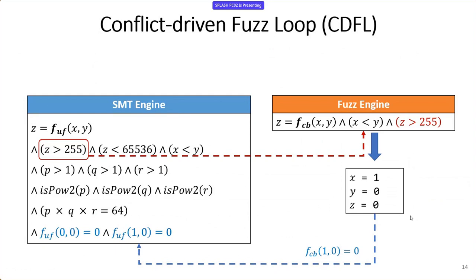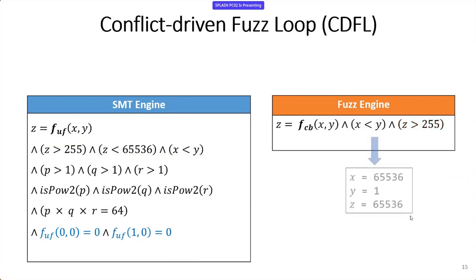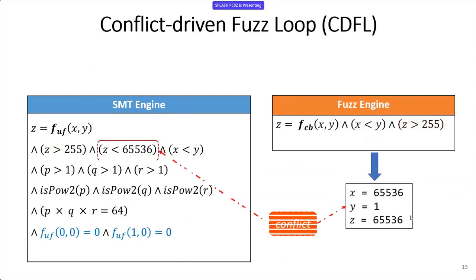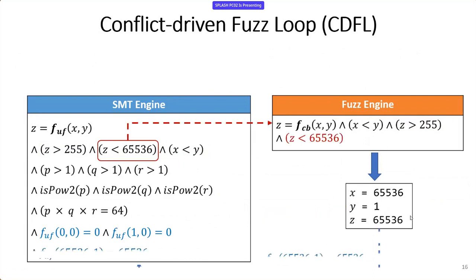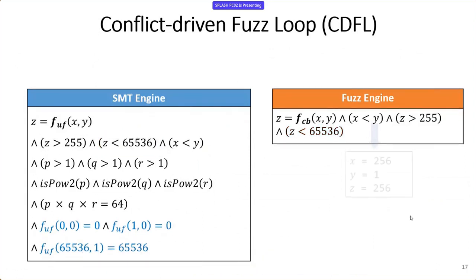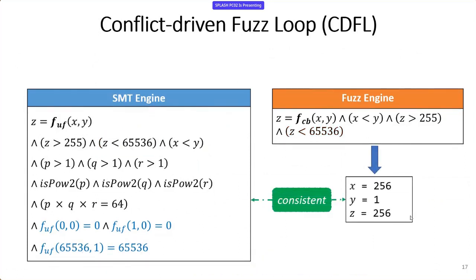The SMT engine propagates the conflict and learns some new facts. And in this iteration, it gets a new model, which also conflicts with some other clauses in the SMT, and then it also learns a new fact. At the end, we get a model which, you can see, is consistent with the SMT engine.